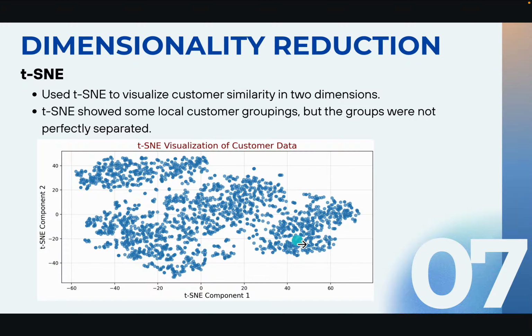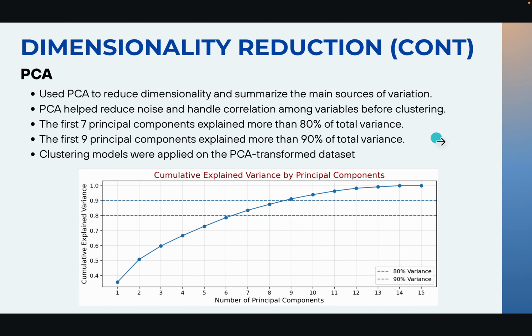You can see here that the t-SNE plot shows some local groupings here, maybe here, and maybe here as well. But the groups, of course, were not perfectly separated, but I think it's normal in real customer data because customer behavior often overlaps. Okay, so PCA was used more directly for modeling.